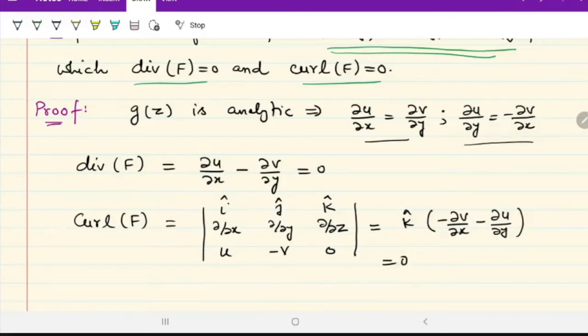So if G is analytic, then F given by U i cap minus V j cap is the velocity field of an irrotational and incompressible flow. So this is how from every analytic function you can get a velocity field which represents an irrotational and incompressible fluid. And similarly, from the velocity field of an incompressible and irrotational fluid, you can get an analytic function.